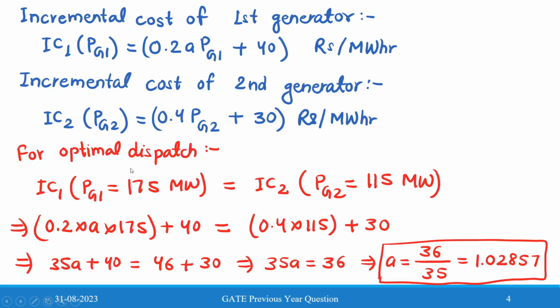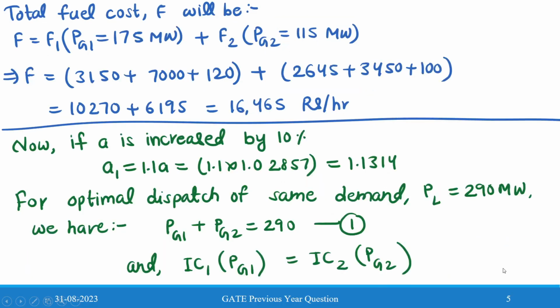For optimal dispatch, neglecting the line losses, we have IC1 equal to IC2. Putting in Pg1 equal to 175 megawatt and Pg2 equal to 115 megawatt, we get the value of A as 1.02857. Now to find the total fuel cost, we add the expressions F1 and F2 for Pg1 equal to 175 megawatt and Pg2 equal to 115 megawatt. So F comes out as 16,465 rupees per hour, the total fuel cost.